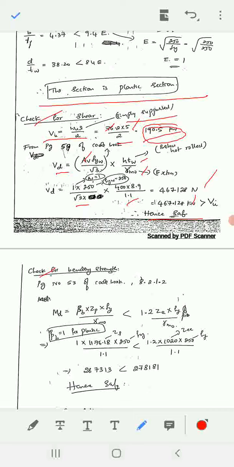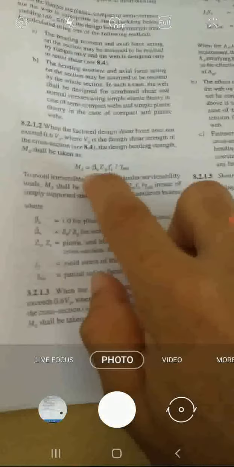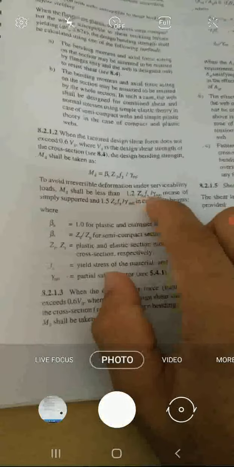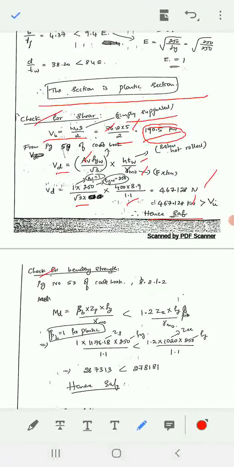Okay, then check for bending strength. For that go to page number 53 of the code book, where the formula is given. Bending strength, Md is equal to betaB Zp fy by gamma m naught, which should be less than 1.2 Ze fy by gamma m naught. These two formulas, right? Listen here. Whatever I have written, Md is equal to betaB Zp fy by gamma m naught should be less than 1.2 Ze fy by gamma m naught, and betaB is 1 for a plastic section, beta B, that is 1.